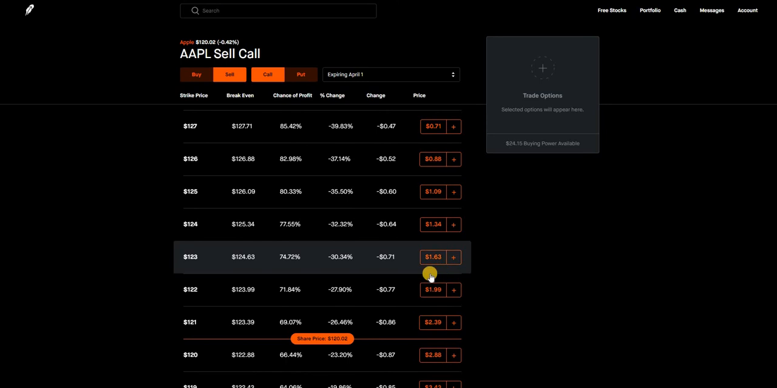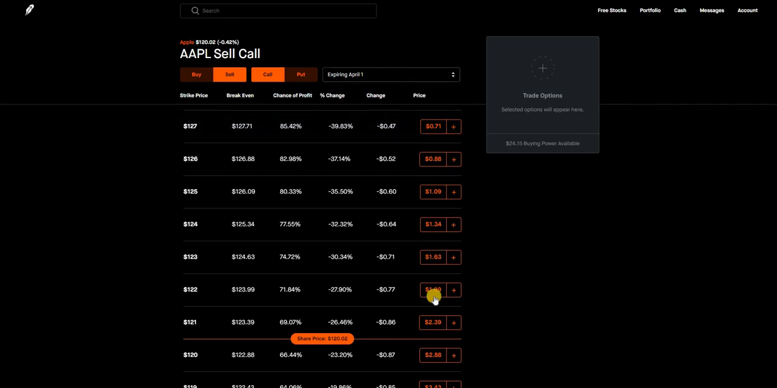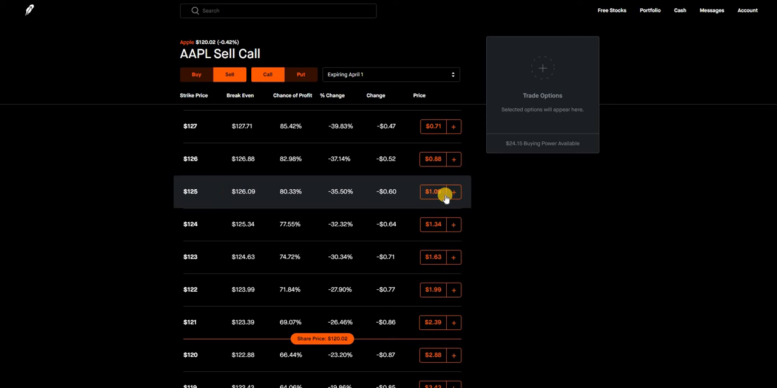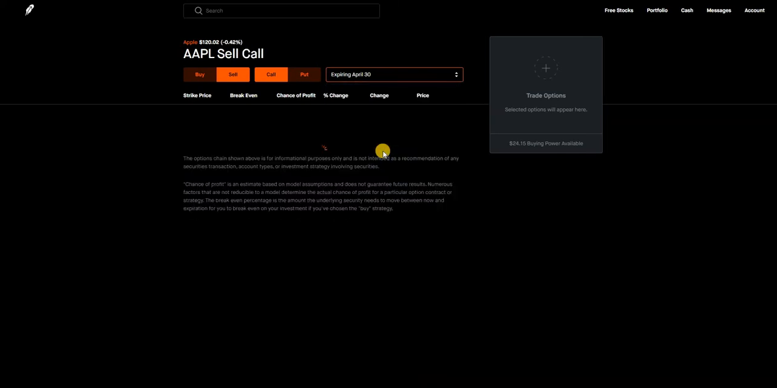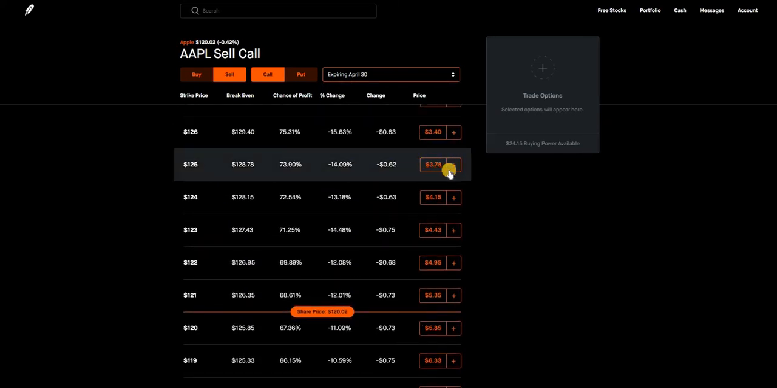The next tip is that you get higher premium when there is more time until expiration. So in this example, we're looking at April 1st, and if you look at the $125 strike price, you get $109. Whereas if you were to go, let's say, a couple of weeks further out to April 30th and look at the same strike price of $125, you would now get $378.